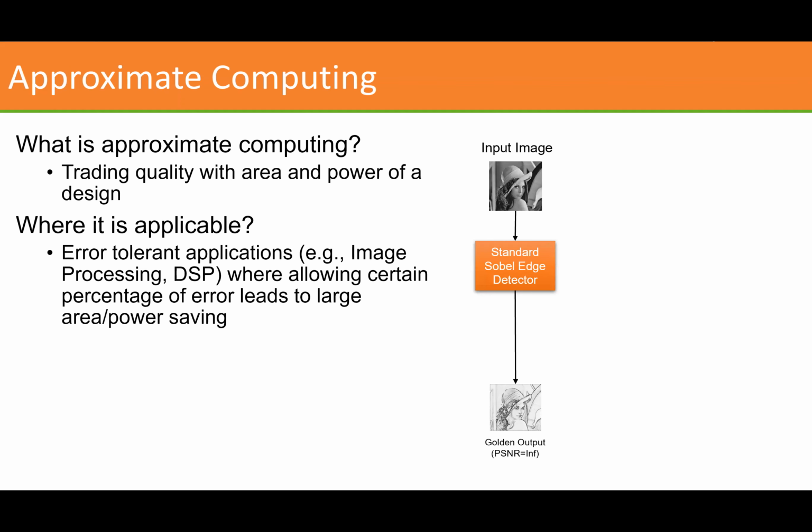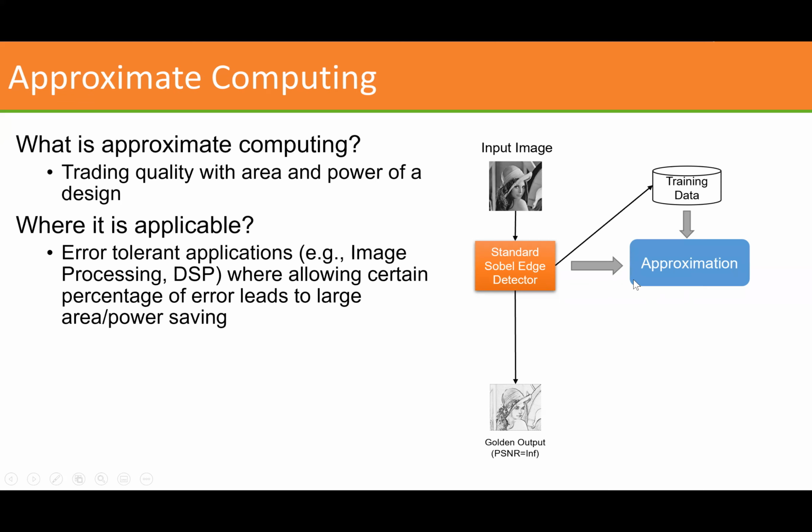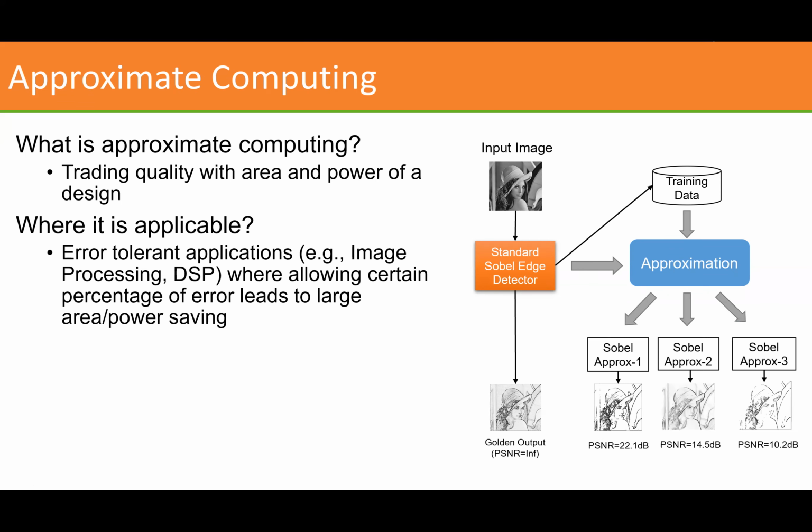Here is how it works. This is an example of a standard Sobel edge detector. If we give an input image to the Sobel detector, it will create the edge of the image. We will call it the golden output or the golden image. And if we use the input and all the internal data to train an approximation methodology, it will create several Sobel approximate designs. And these Sobel approximate designs will generate different output images from the same input images, and these images will have different qualities based on quality metrics like PSNR or MAP.